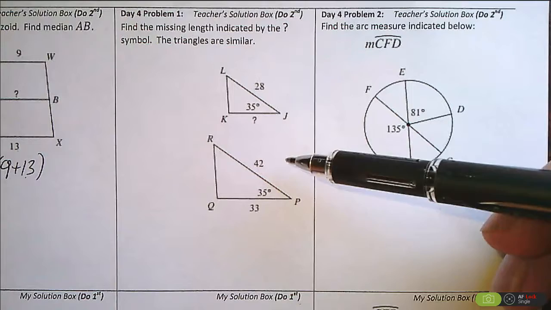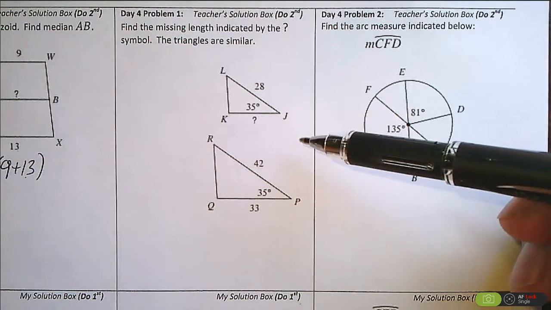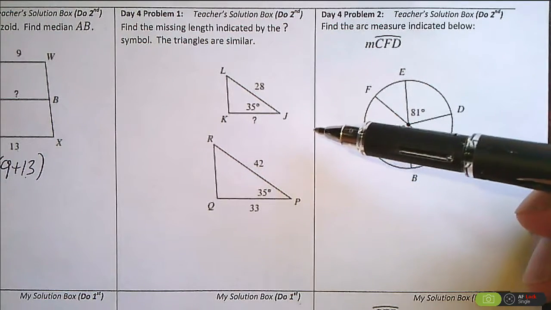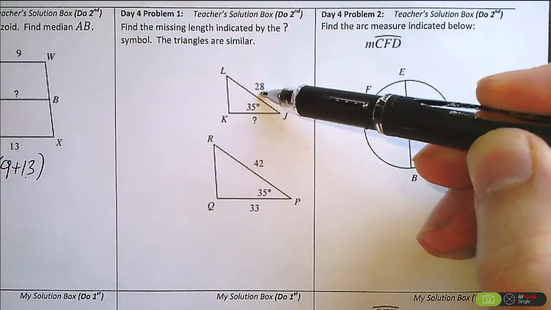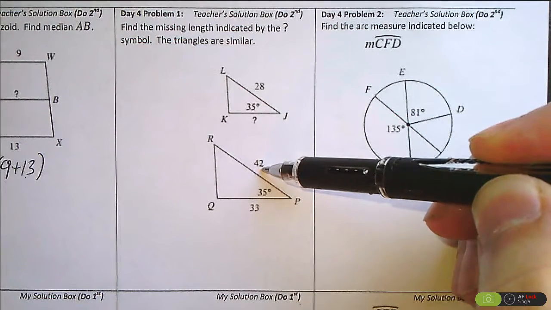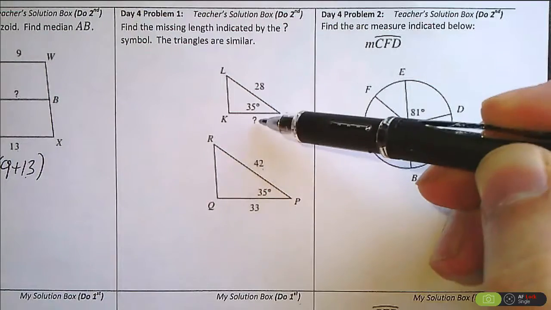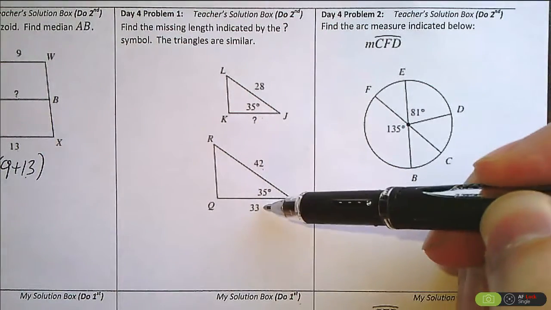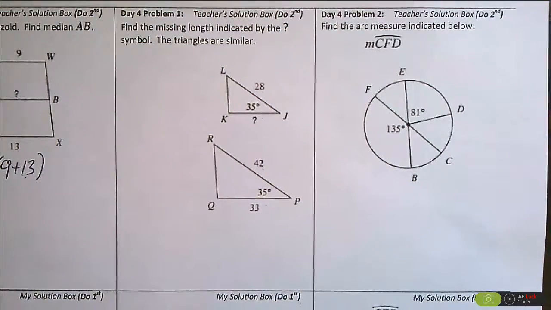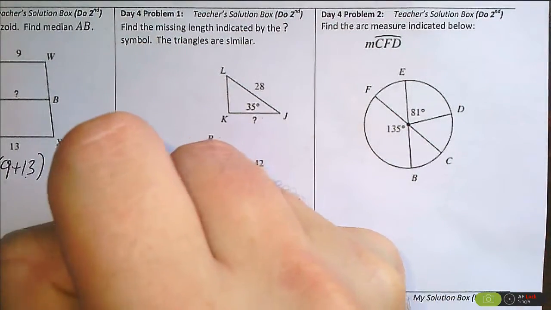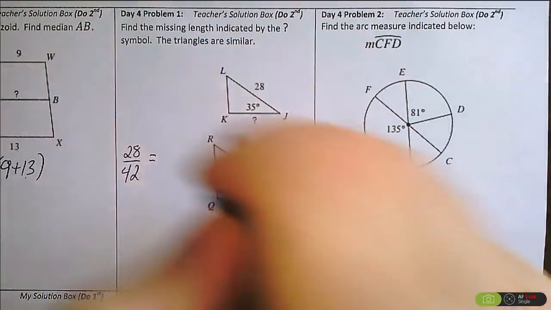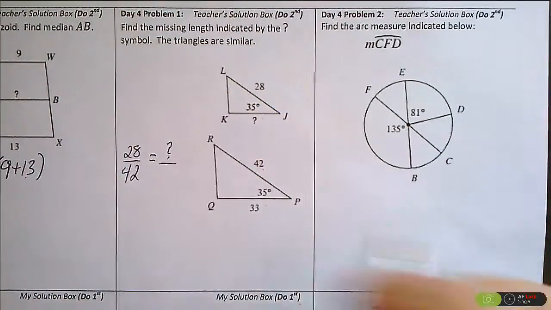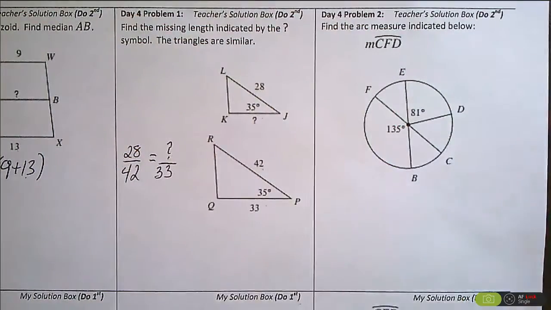So because the triangles are similar, we can create a proportion between the corresponding parts. For example, if we compare the hypotenuse of the small triangle to the hypotenuse of the larger triangle, that's going to be in proportion to comparing the bottom of the small triangle to the bottom of the large triangle. That proportion could look like this. The 28 is to the 42 as the question mark is to the 33.